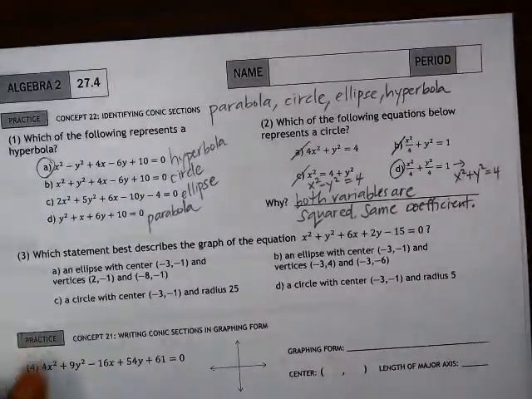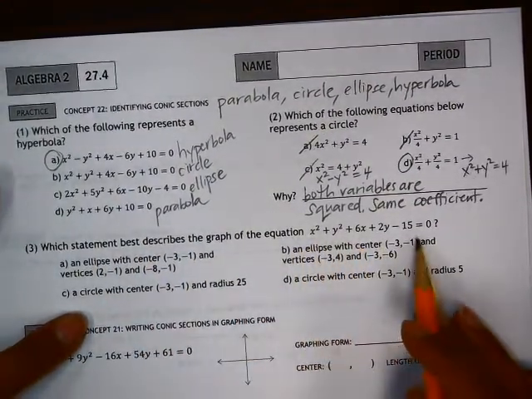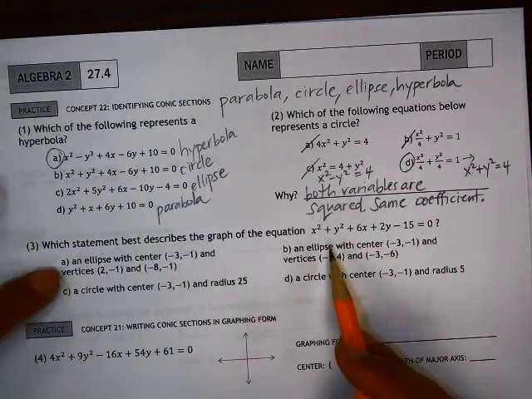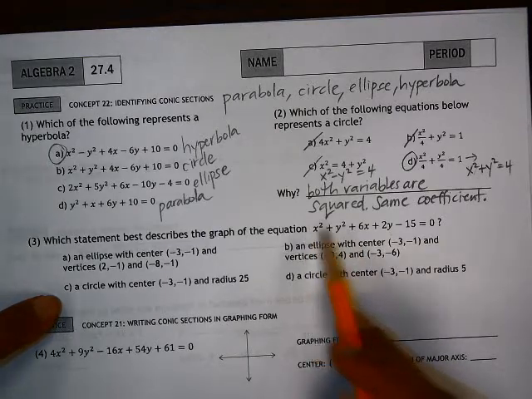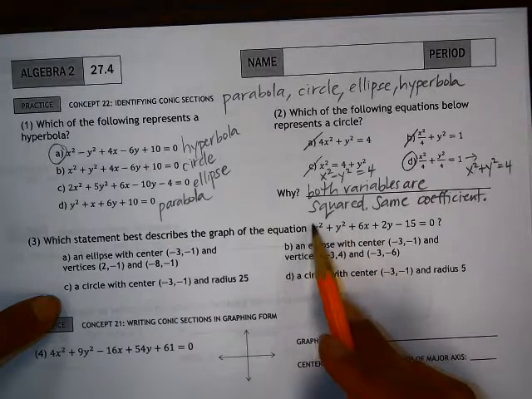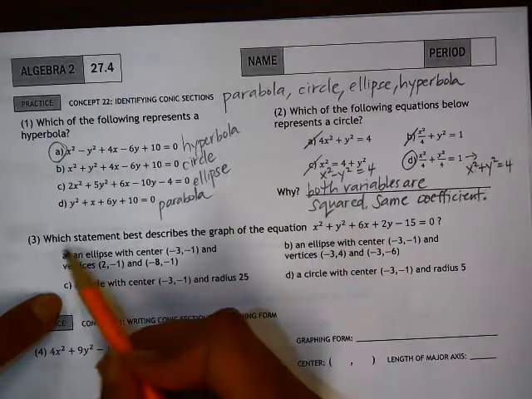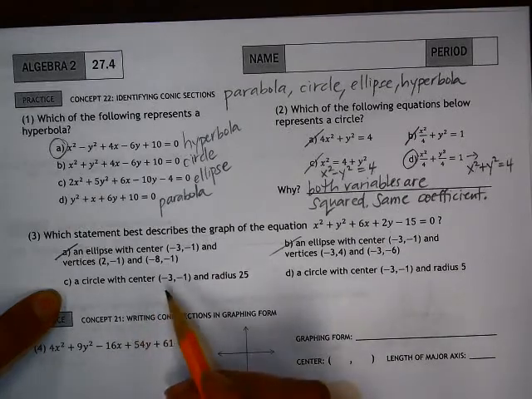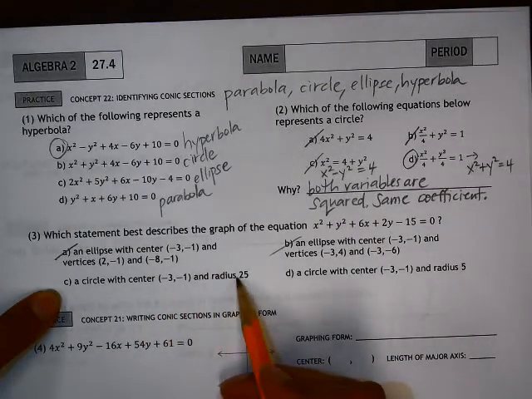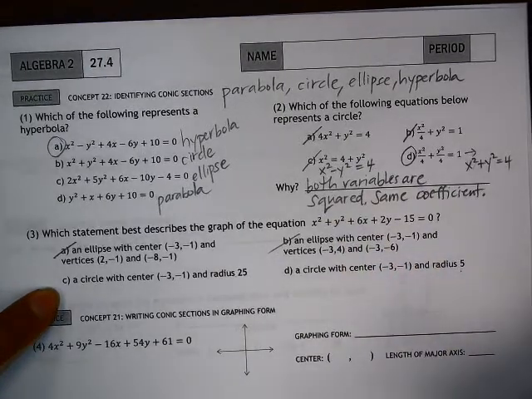All right, and then in number 3, which statement describes the graph of this equation? So we can see A and B refer to this as an ellipse, C and D refer to it as a circle. We can look at the squared variables and notice that the coefficients are exactly the same, 1 and 1. So we know that it's not an ellipse, so we can automatically rule out A and B. Now we just have to decide whether it has a radius of 25 or a radius of 5. If you change this to graphing form, we'll be able to tell what the radius is.